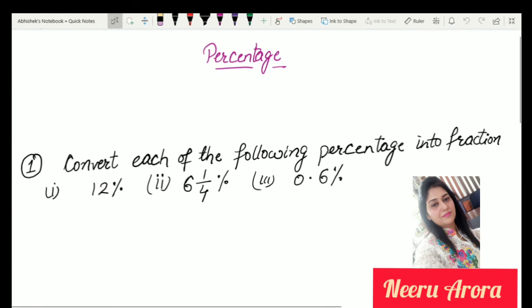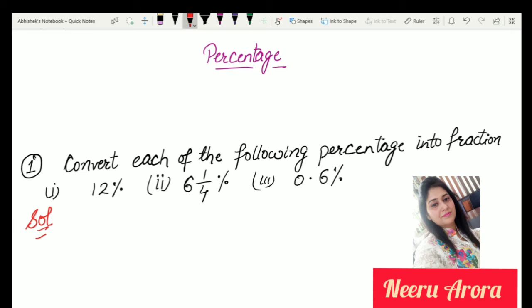Let's continue chapter percentage. In this video, we will learn how to convert a given percentage into fraction, ratio, decimal. Look at the first question. Convert each of the following percentages into fractions.